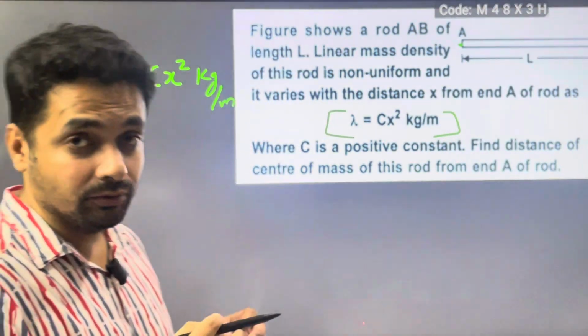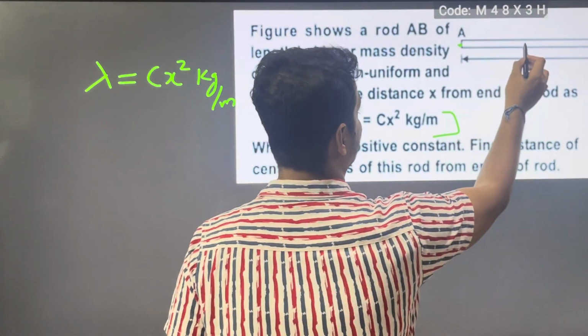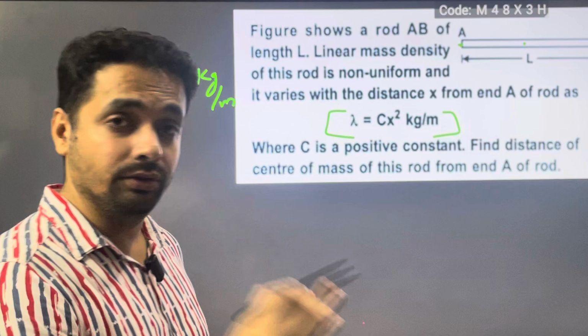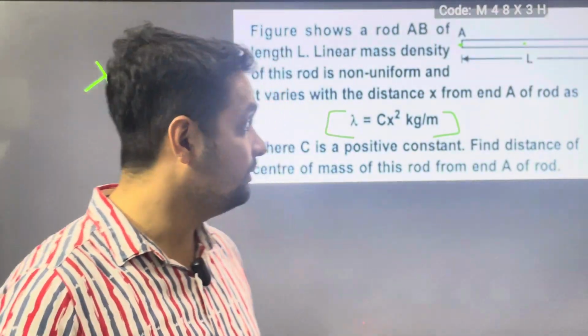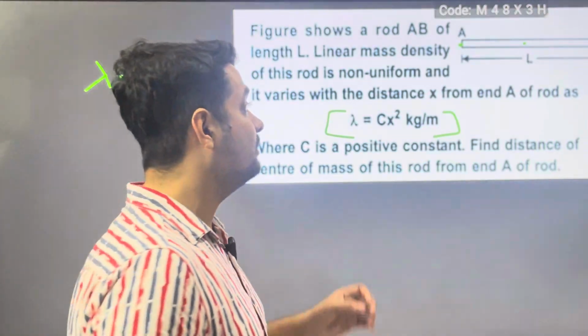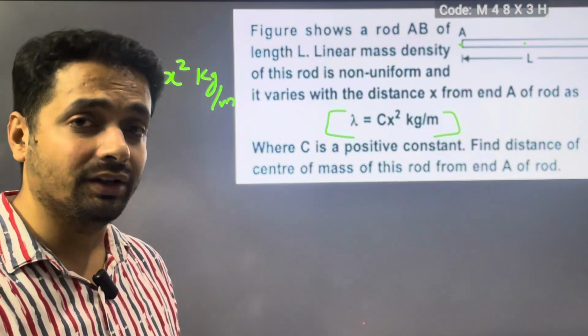If this rod were uniform, the center of mass would definitely be located at its physical center. But here the rod is not uniform, the mass of the rod is variable. So in this case, the center of mass will not be at its physical center. It will be somewhere else. So how do we find the center of mass?